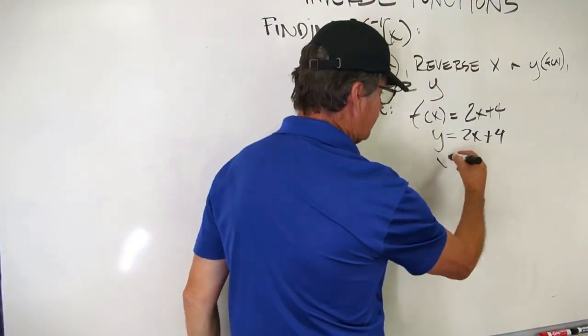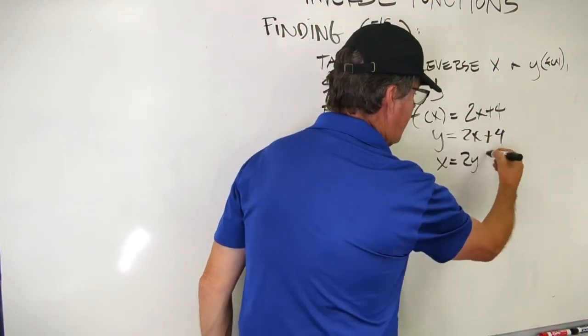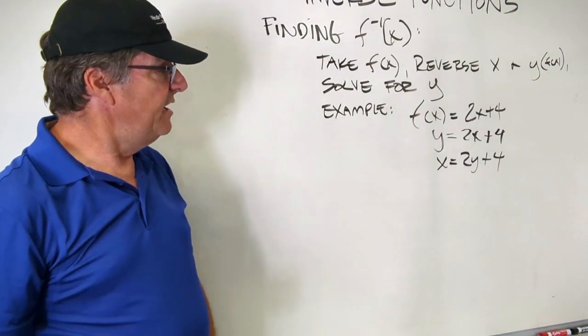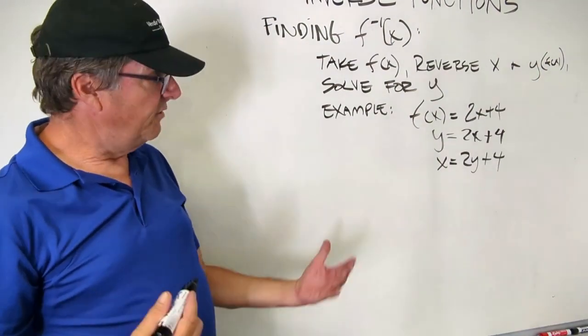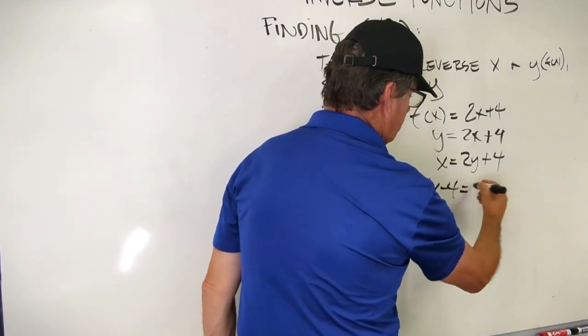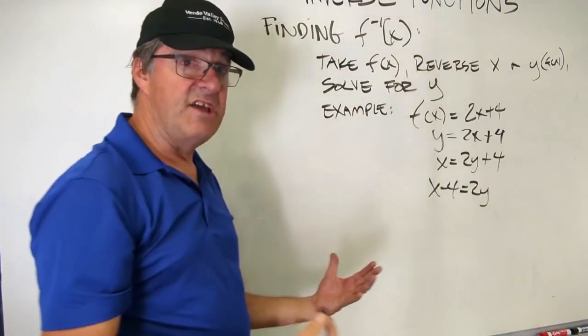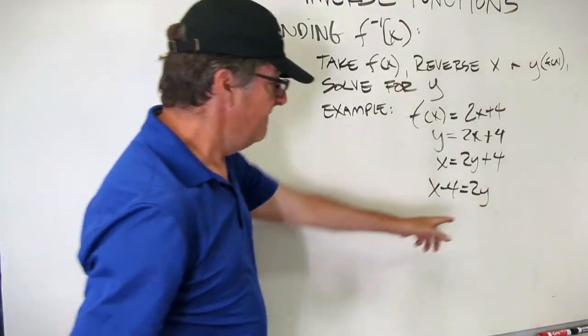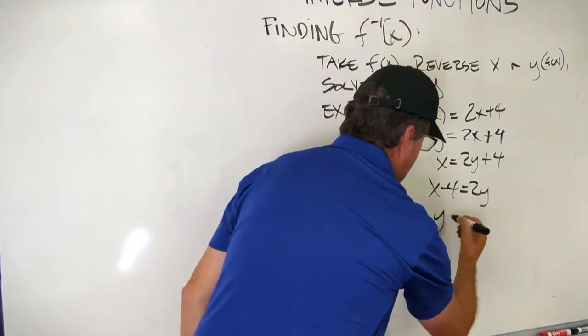So now I have x equals 2y plus 4. All I did is I switched my x and y, and now I'm solving for y. So first thing, subtract 4 from both sides. x minus 4 equals 2y. Now I'm going to divide through by 2, and I'm going to bring my y over to this side because that's our standard. So this divided by 2 gives me y.